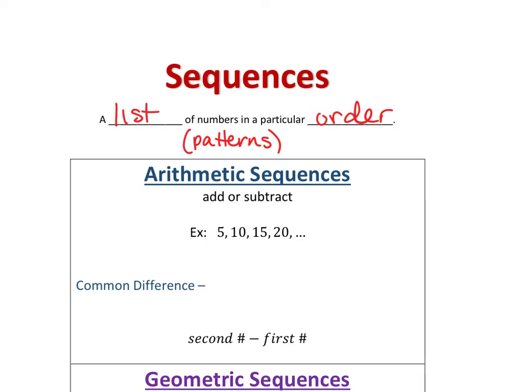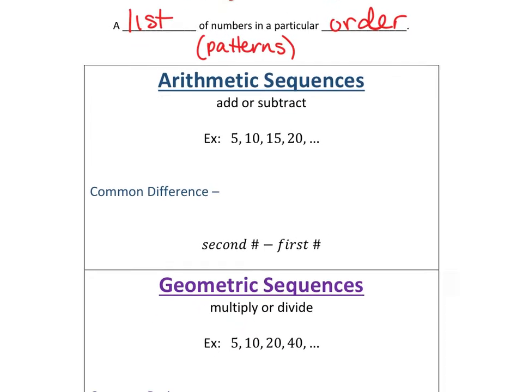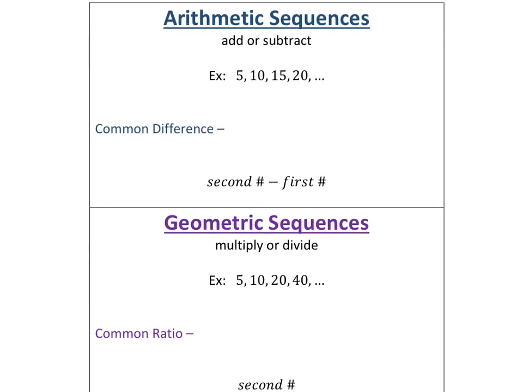There are two types of sequences or patterns that we're going to deal with in this class, and they are arithmetic sequences and geometric sequences. Arithmetic sequences are the kind of sequences we have when we either add or subtract numbers from one term to the next to create our sequence. For example, the sequence 5, 10, 15, 20, and on is an arithmetic sequence. If you notice, in between each term, we are just adding 5. That makes it an arithmetic sequence.